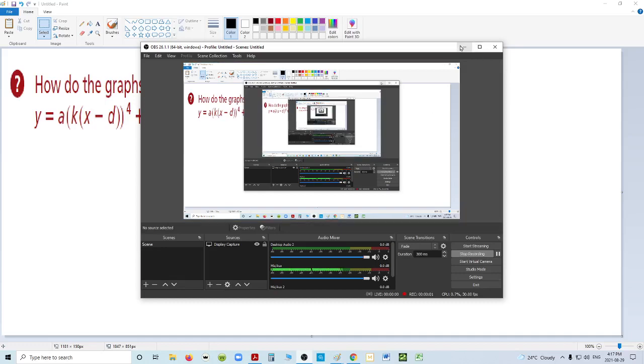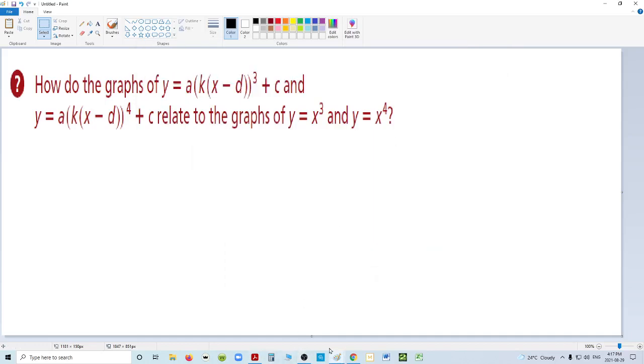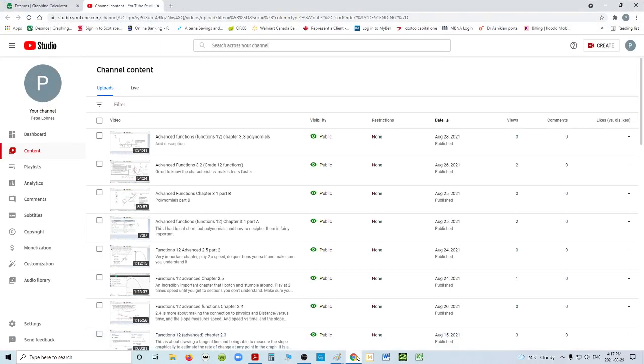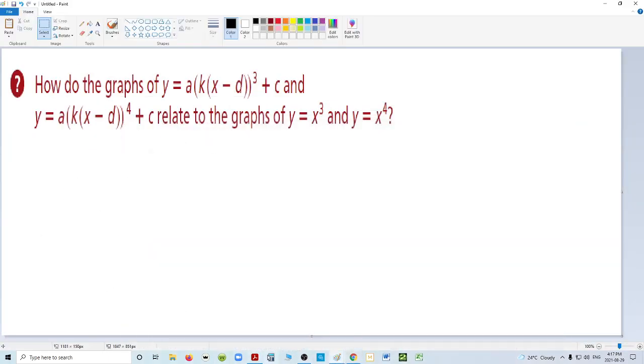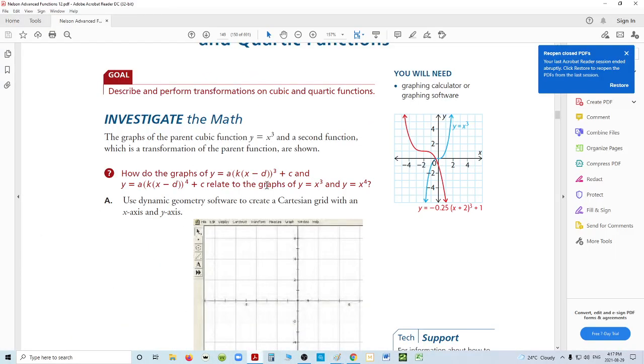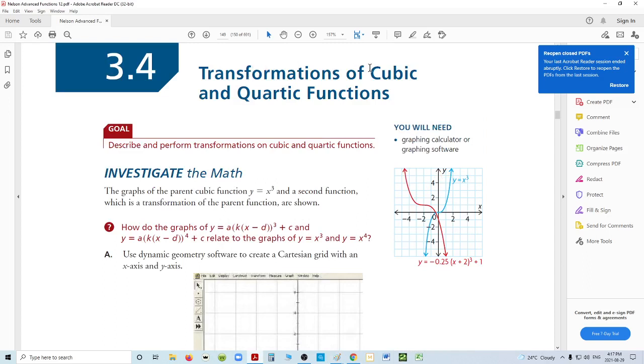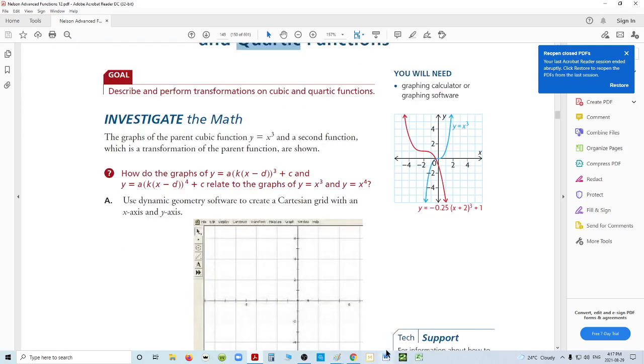Hello, so here we go. This is all about transformations of graphs and polynomials rather, specifically of cubic and quartic. Unfortunately, they follow the same rules as everything, and as you remember, this is the main rules for it.